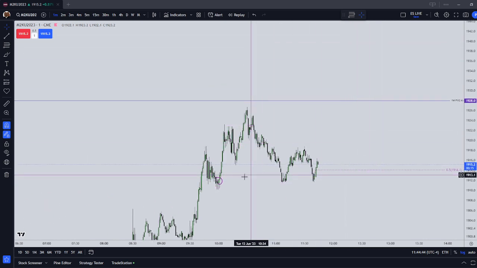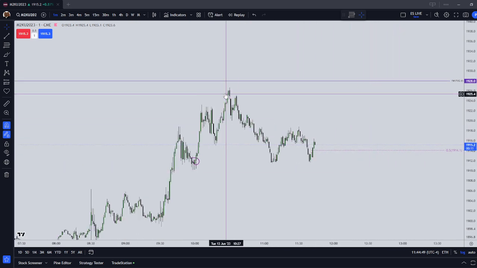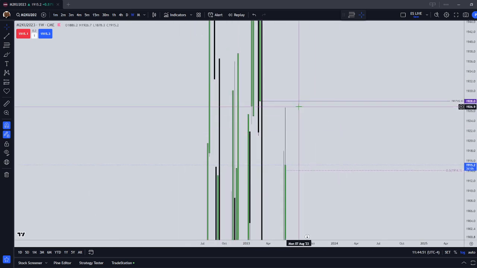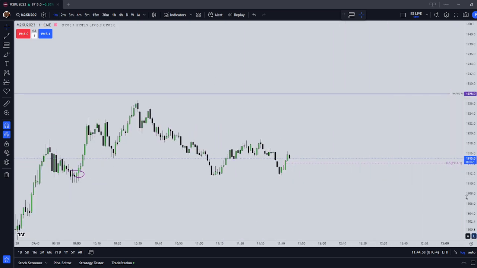Now, I have a feeling that it's spooling higher to go to that. I think it's being drawn up to that weekly fair value gap high that we have not quite hit yet on this contract, 1928. So that's what I'm thinking is happening.